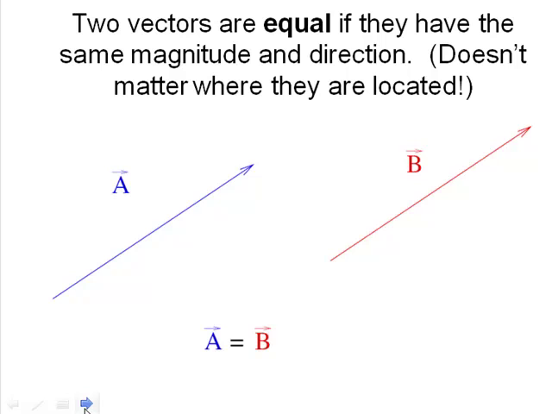The next question is, what do we mean if we say that two vectors are equal to each other? Well, two vectors being equal means that they have the same length and the same direction. They don't have to be in the same position. So if we look here, vectors A and B are considered to be equal to each other.